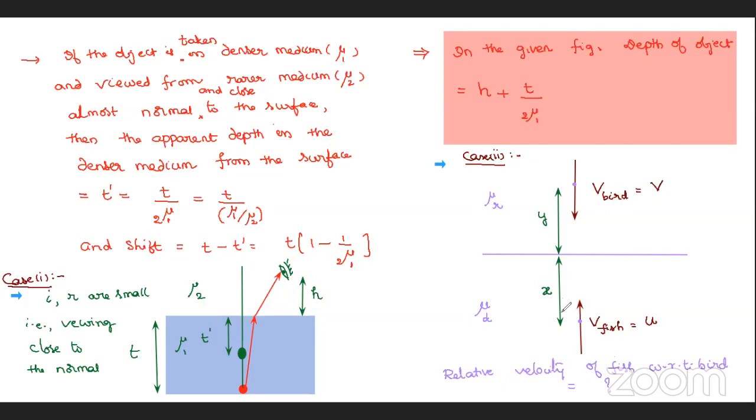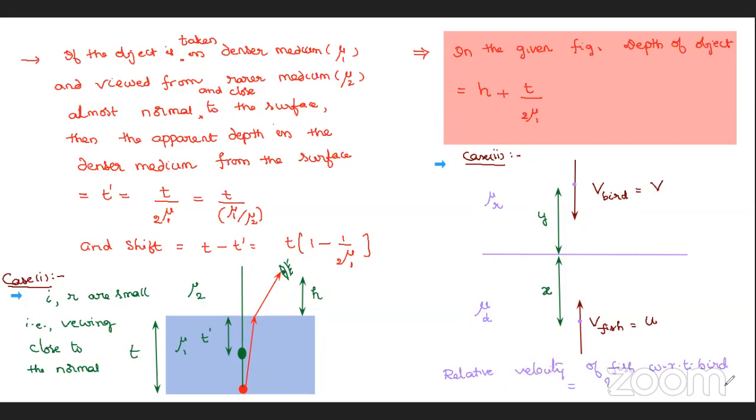But I am asking the relative velocity of fish. Relative velocity of fish means the apparent depth of the fish from the bird. That I think you can say from case 1. Because relative velocity of fish means the apparent depth of fish I require.